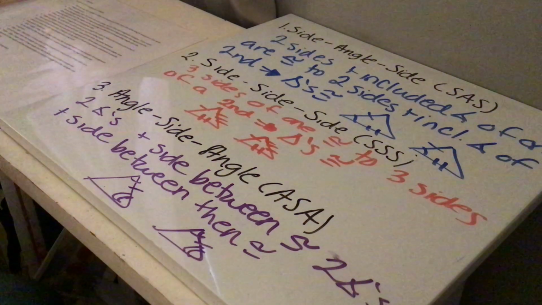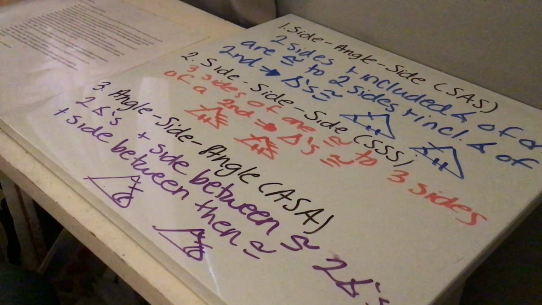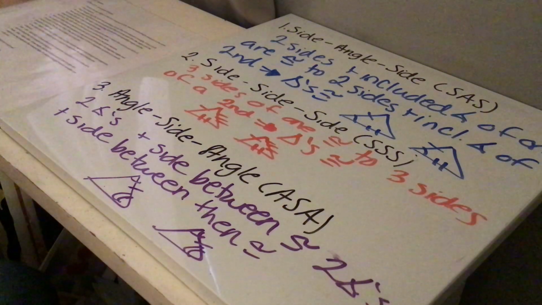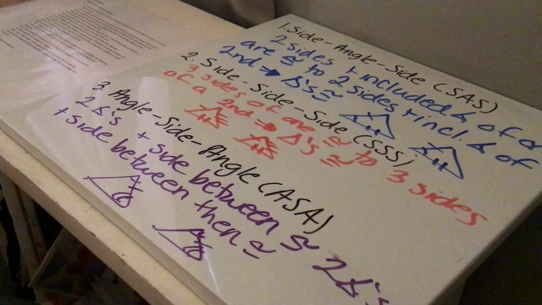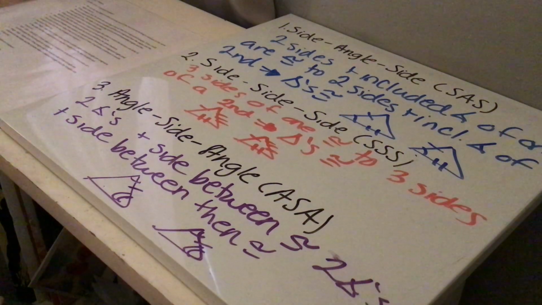And that's how we decide, right? So we just need to look at markings. If any of these apply, then our two triangles are congruent. And that finishes our chapter 11, definitions and ideas for geometry.